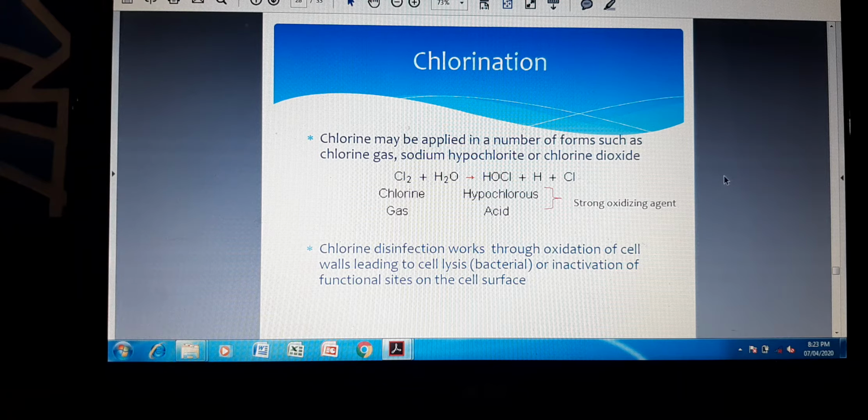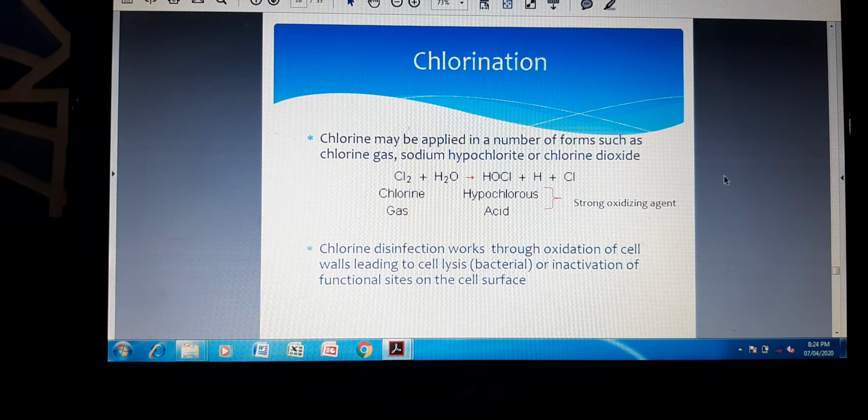So Cl2 plus H2O forms HOCl, that is hypochlorous acid, plus H plus Cl minus. Chlorine gas, when added to water, forms hypochlorous acid, which is a strong oxidizing agent, and also the H plus and Cl minus.